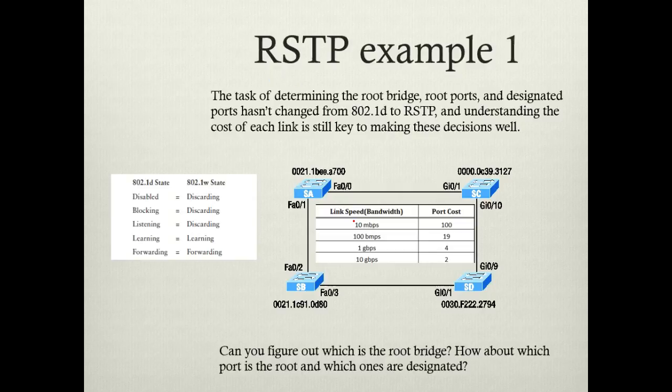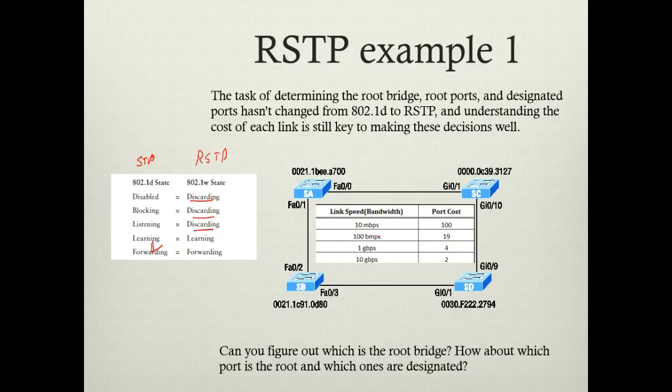On rapid spanning tree, this has the 802.1D, the old spanning tree, we'll just call that STP, and this is rapid spanning tree protocol. Discarding, discarding, discarding. You notice that disabled doesn't do those things. It goes directly from discarding to learning to forwarding. Learning is when it actually starts populating the MAC table, and then it goes into forwarding. When it goes into forwarding, it should have its MAC table already populated.